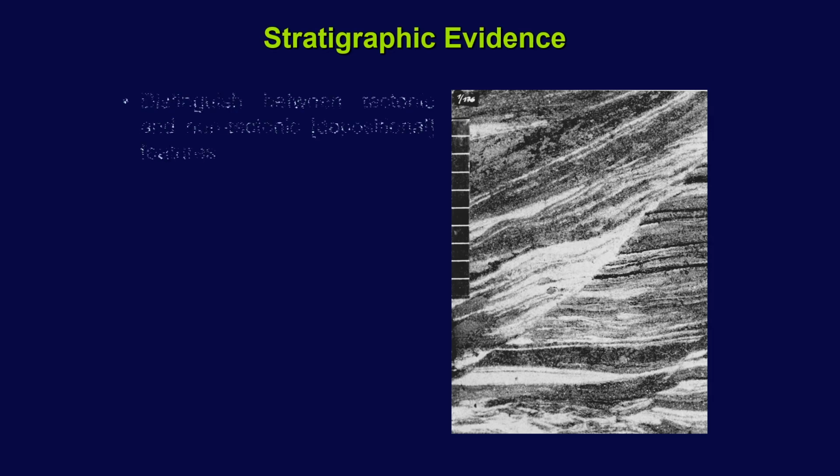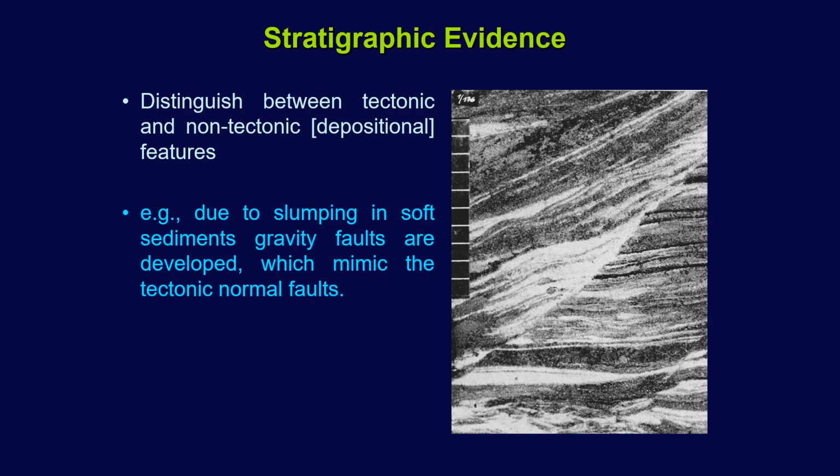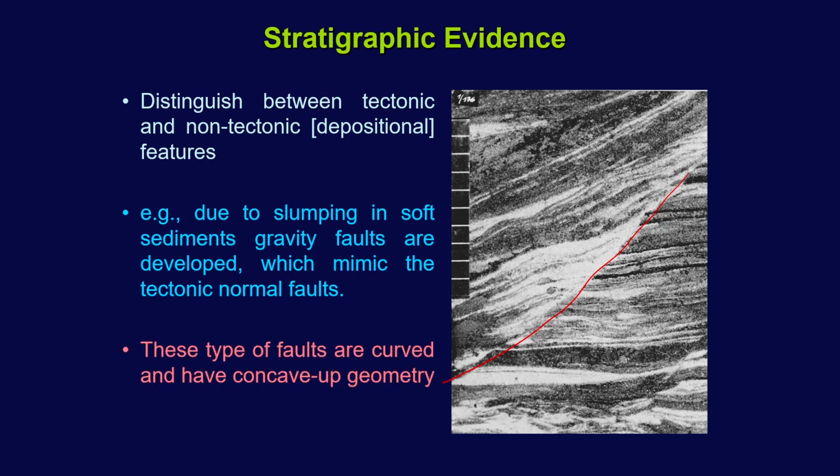Another one is in the case of gravitational slides. So, distinguishing between tectonic and non-tectonic, that is, depositional features, for example due to slumping, is what we call gravity faulting. So, we will have a very typical curved contact. It will not be very straight. This type of fault is curved and has a concave up geometry. So, this is your erosional contact.